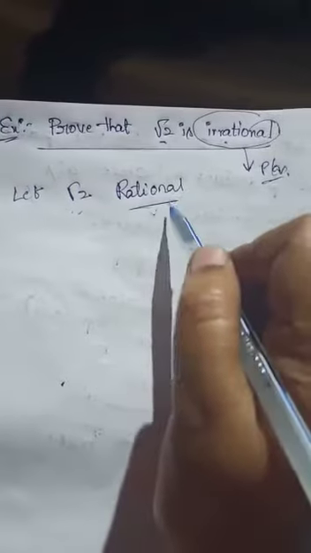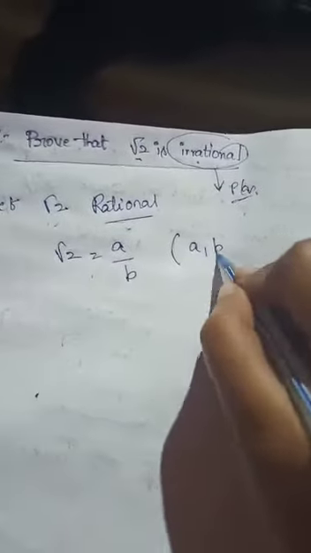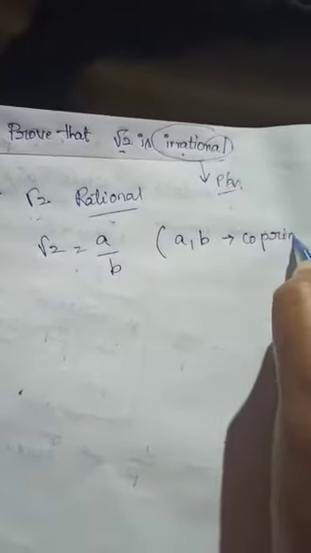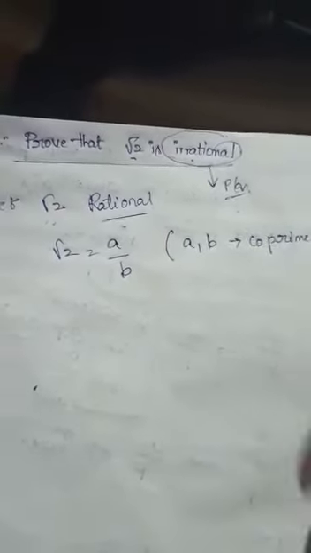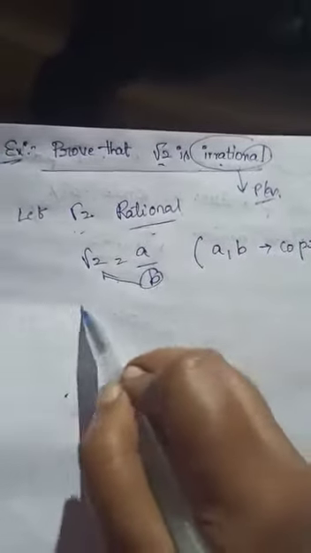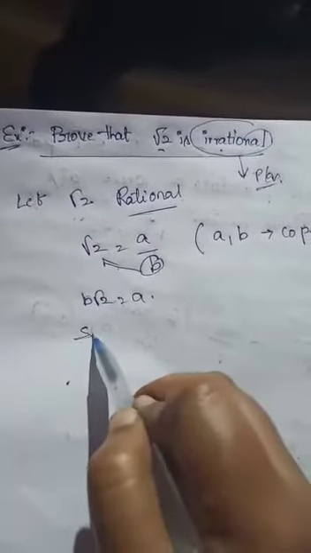Rational means we can write it in the form of p by q. So root 2 equals a by b, where a and b are co-primes. Okay, so b comes to this side. b into root 2 equals a. Squaring on both sides.